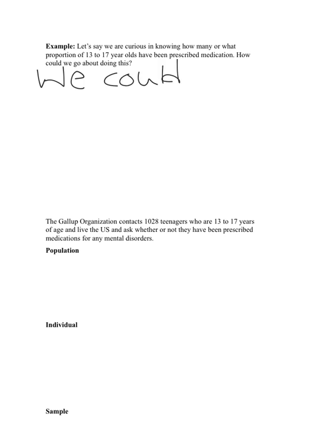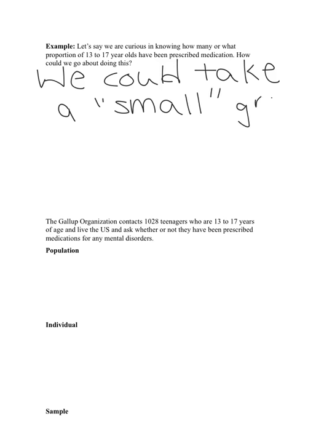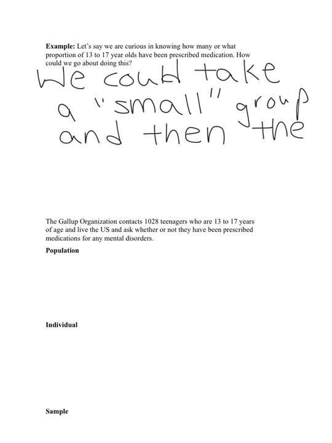So we could take a small, put that in quotations, just that it's smaller than the actual population, small group, and then just give that small group a survey. All right, and then we hope that this small group is like all of the 13 to 17-year-olds that have been prescribed medications for a mental illness or disorder.